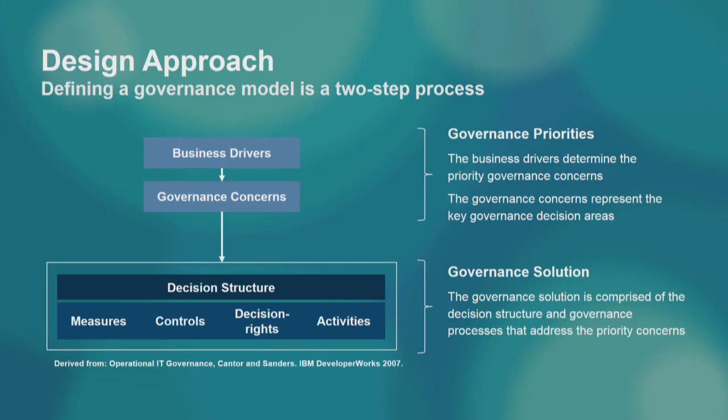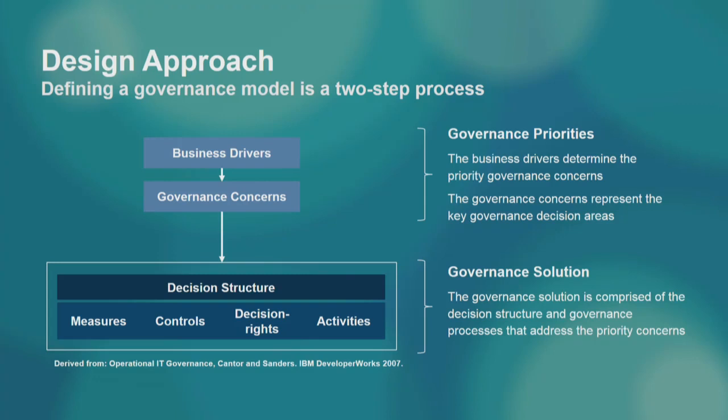So to do this, we follow a little bit of a design approach. This is actually derived from an IBM methodology related to operational IT governance, massaged a little bit to focus and take out some of the stuff that may be a little bit extraneous. But generally, this two-step process is a standard process for defining any kind of governance model. And it's really driven with two steps, okay? The first one is defining your priorities.